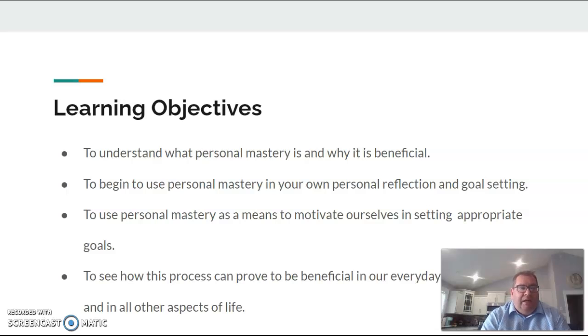And then finally, thinking about it going forward and into the future, how can this process be of benefit to you in not only your time here at UPEI or other institutions you move on to, but in all aspects of your life.